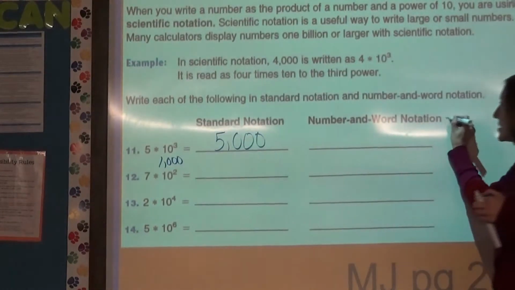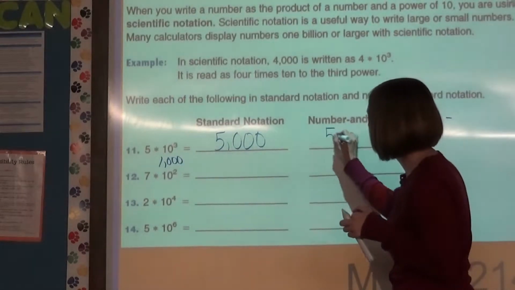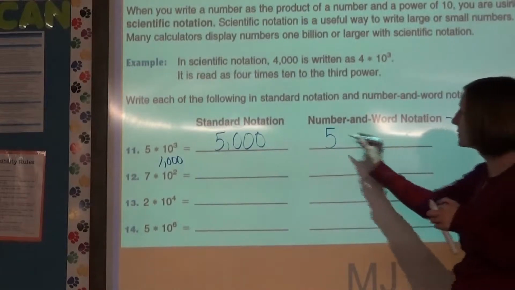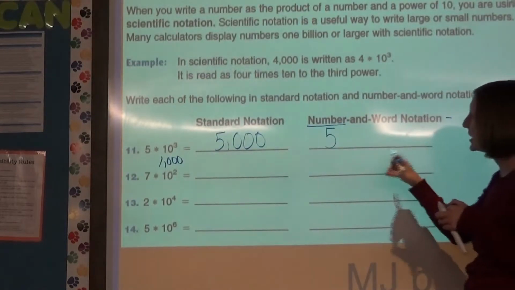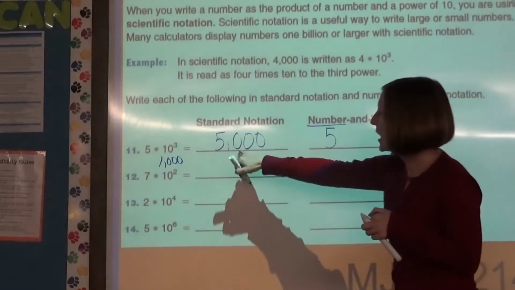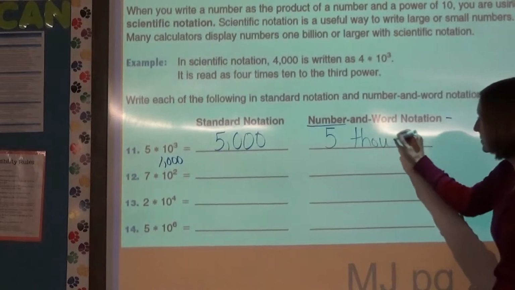But now we're going to introduce this number word notation. Okay, I'm going to write out 5 as my number. Okay, so it's not just words. Sometimes we get confused and forget that we need to put that number in there. I'm in the thousands place, so I'm going to use the word 1,000.